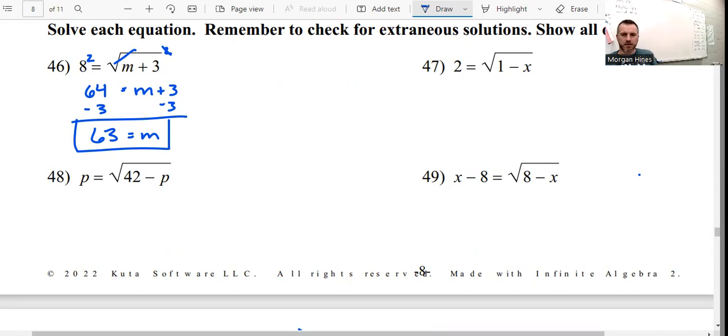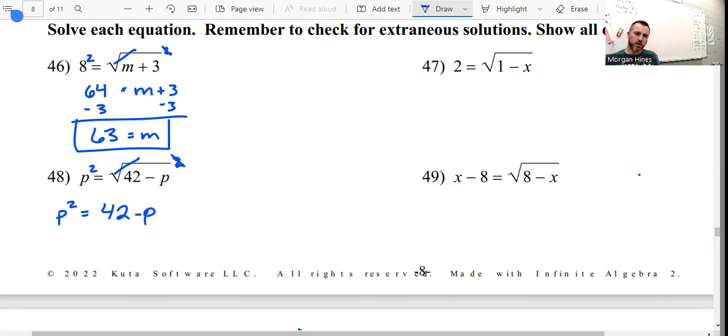Let's try another one though, shall we? All right, this time, instead of an 8 on this side, there's a p on this side. Let's see if that makes anything change. We square both sides, we get p squared equals 42 minus p. And this is where everybody loses their minds. Okay, we got a p squared and we have a p.